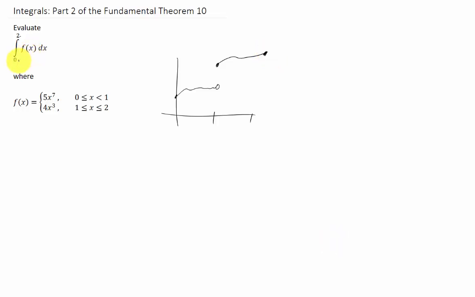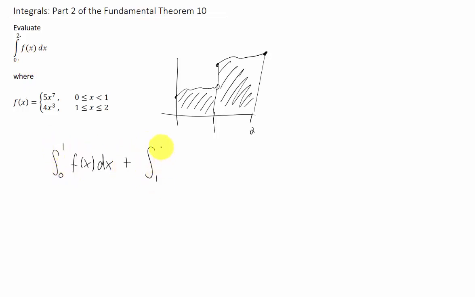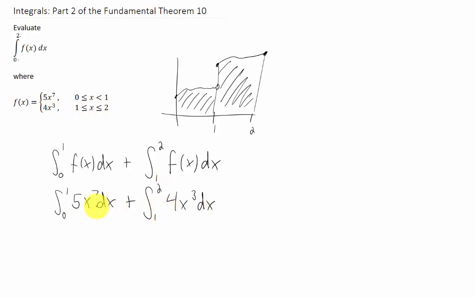And since this integral just represents the area beneath this function between the x values of 0 and 2, what we can do is just split this integral into two pieces. One integral of the function from 0 to 1, and one integral of the function from 1 to 2. For x values between 0 and 1, the function just looks like 5x to the 7th. For x values between 1 and 2, the function just looks like 4x cubed. Now we can integrate these two things separately, add together our answers, and we'll be done.